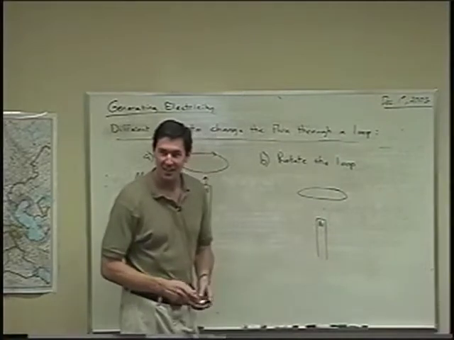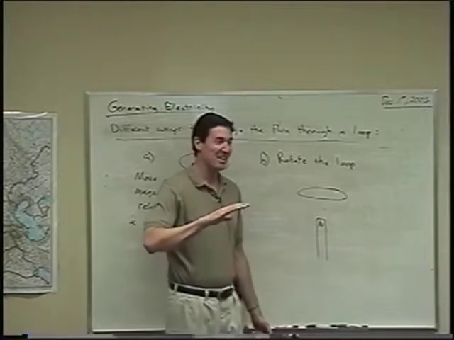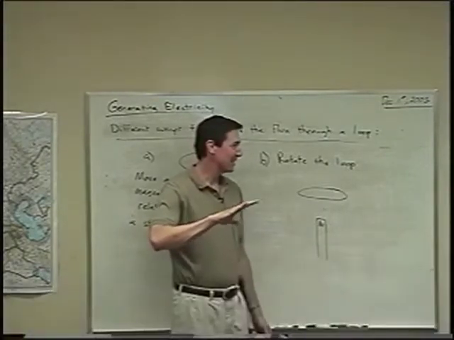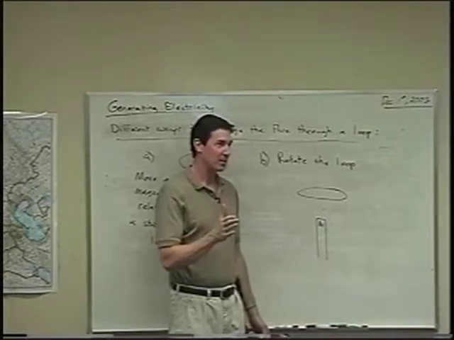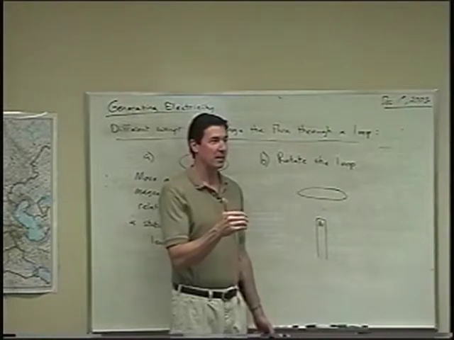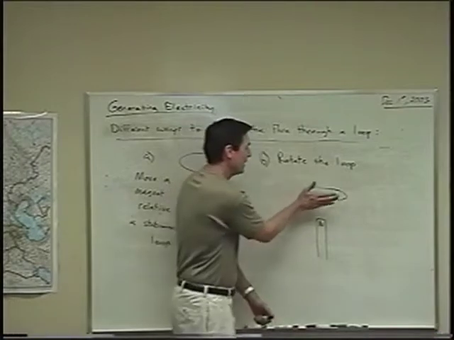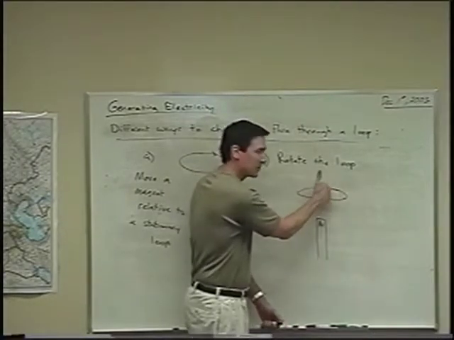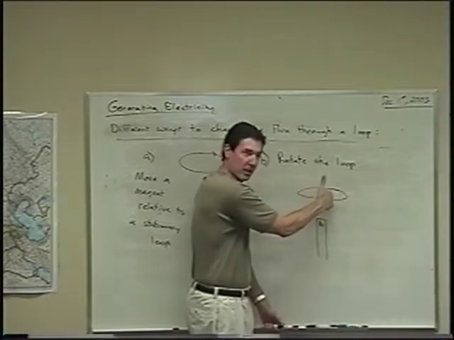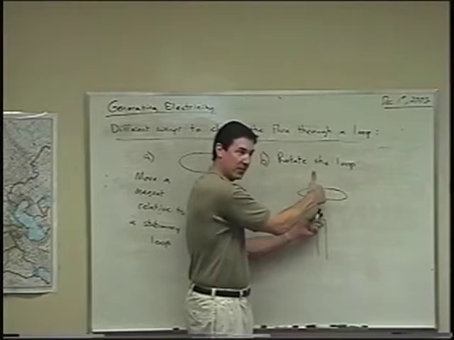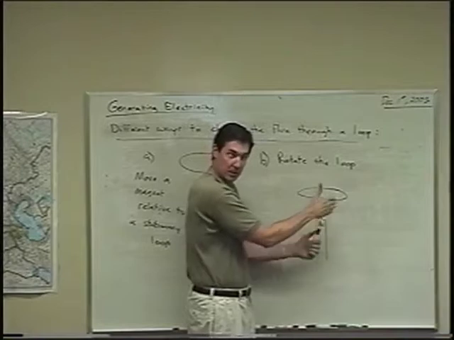I haven't figured it out yet, so let me see. As we look down from the top, it has to go counterclockwise. See, a current in this direction. A counterclockwise current would add to this field that's already going through the loop. Does everybody see that?